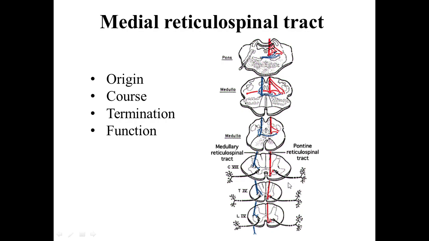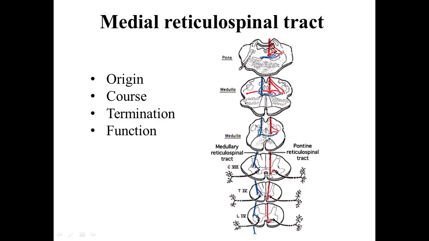Then the medial reticulospinal tract. Here the fibers arise from the reticular formation. The red color indicates the medial reticulospinal tract, and these fibers arise from the reticular formation of the pons. Then they descend on the same side. These fibers do not cross. They descend on the same side in the anterior funiculus of the spinal cord.